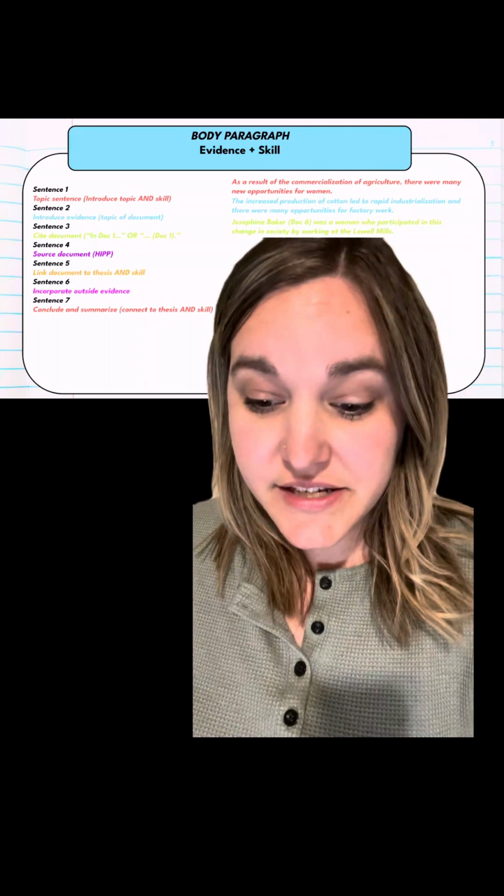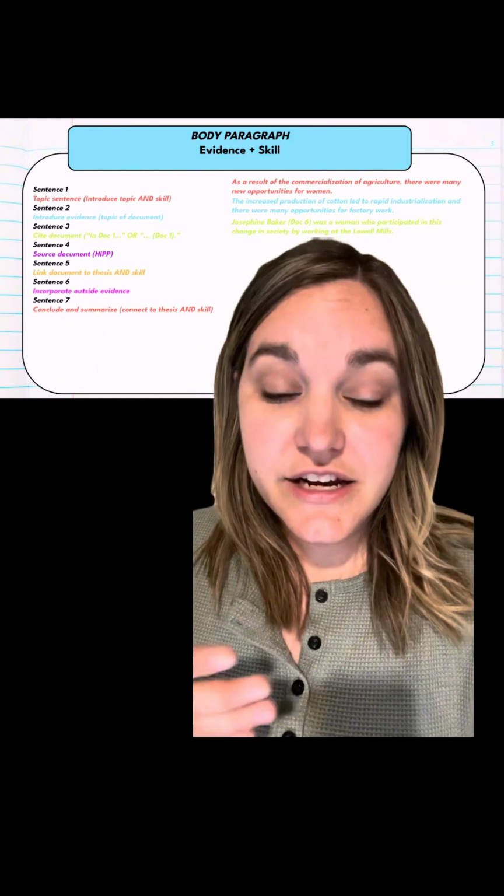Next, address your document. Get right to it. Now, some teachers tell students to not specifically say the document, but refer to it by its title. I tell you, just write in document 6 or use it in parentheses at the end. So Josephine Baker, Doc 6, was a woman who participated in this change in society by working at Lowell Mills.